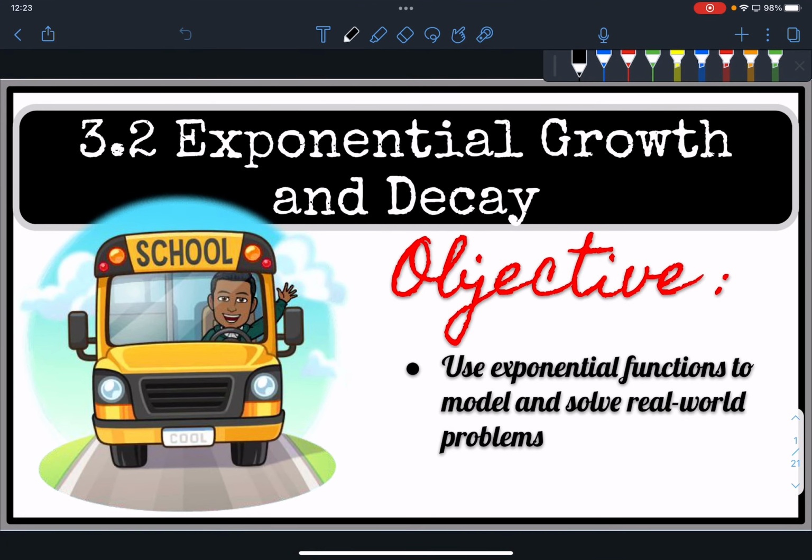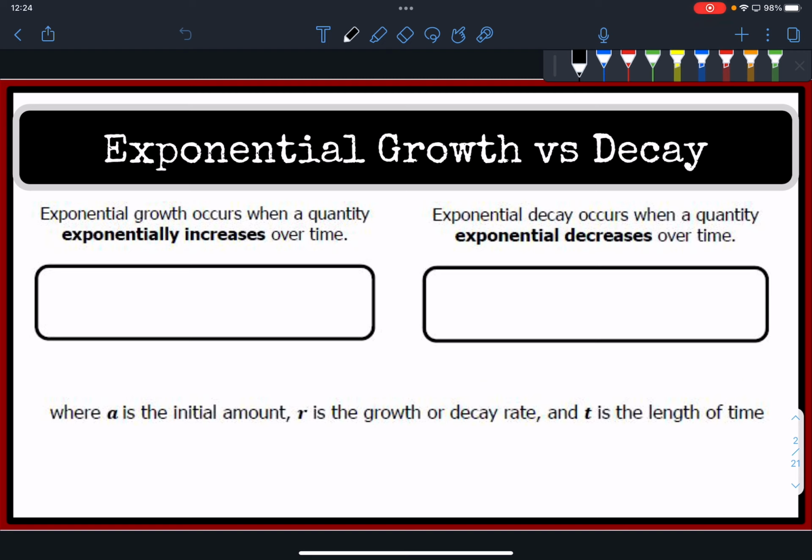Hello. In lesson 3.2, exponential growth and decay, you'll learn to use exponential functions to model and solve real-world problems. Let's begin by going over the difference between an exponential growth and exponential decay.